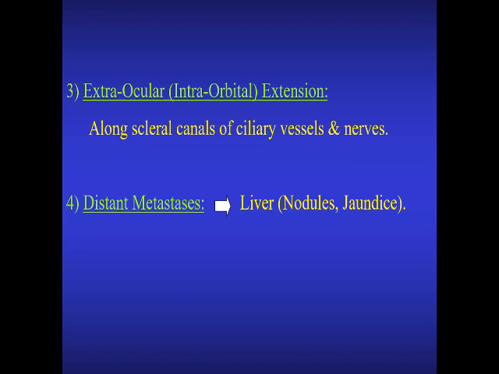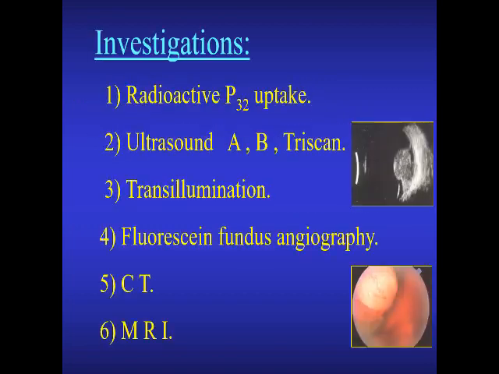The extraocular extension, in this stage there is extension along the scleral canal of the ciliary vessels and the nerves. Distant metastasis to the liver, leads to nodules and jaundice. The investigations include radioactive P32 uptake, ultrasound, A or B scan, in which there is characteristic mushroom appearance of the choroidal melanoma, the trans-illumination through the sclera, fundus fluorescein angiography, CT, and MRI.